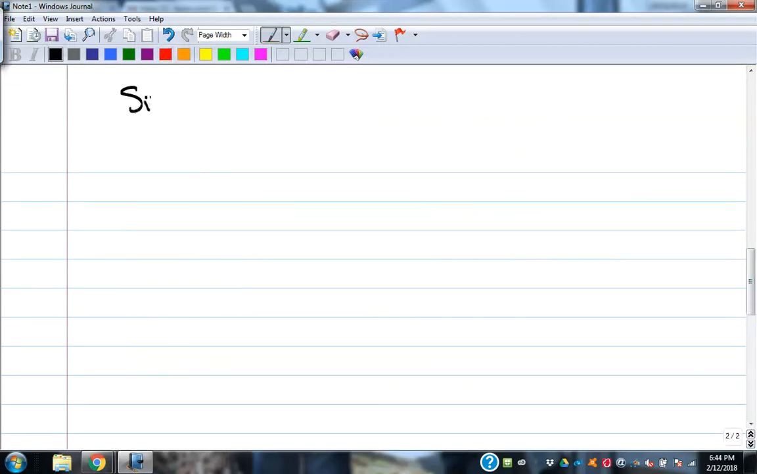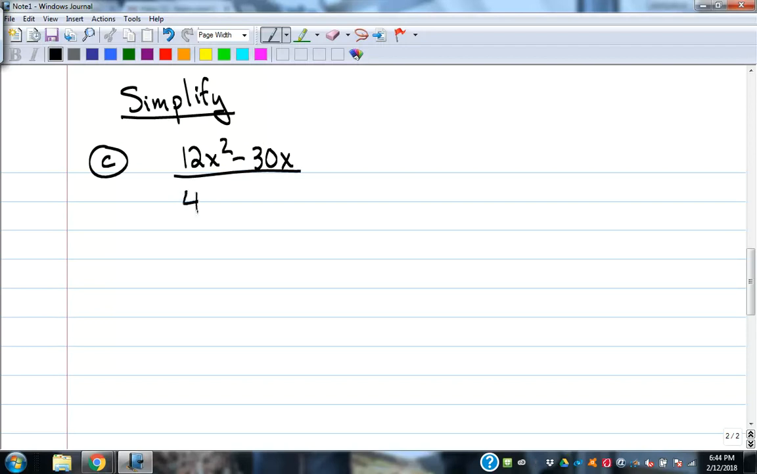Let's work on simplifying. That's the part that I think could give us some problems, because if you're not great at factoring, we've got to get better at it. So the only way to get better at that is practice. Okay. So just simplify this. Don't worry about the domain. We're just going to try to simplify this.